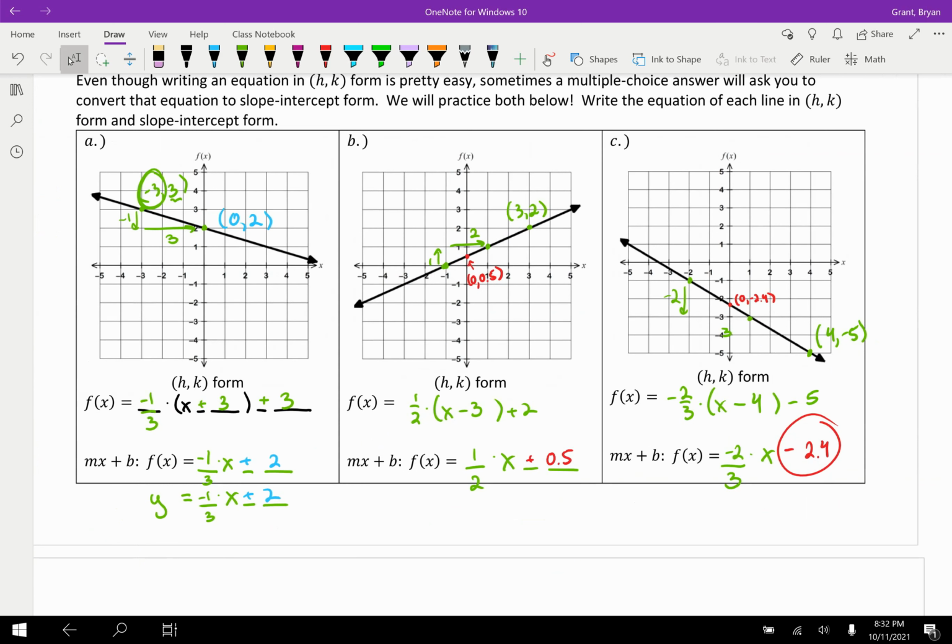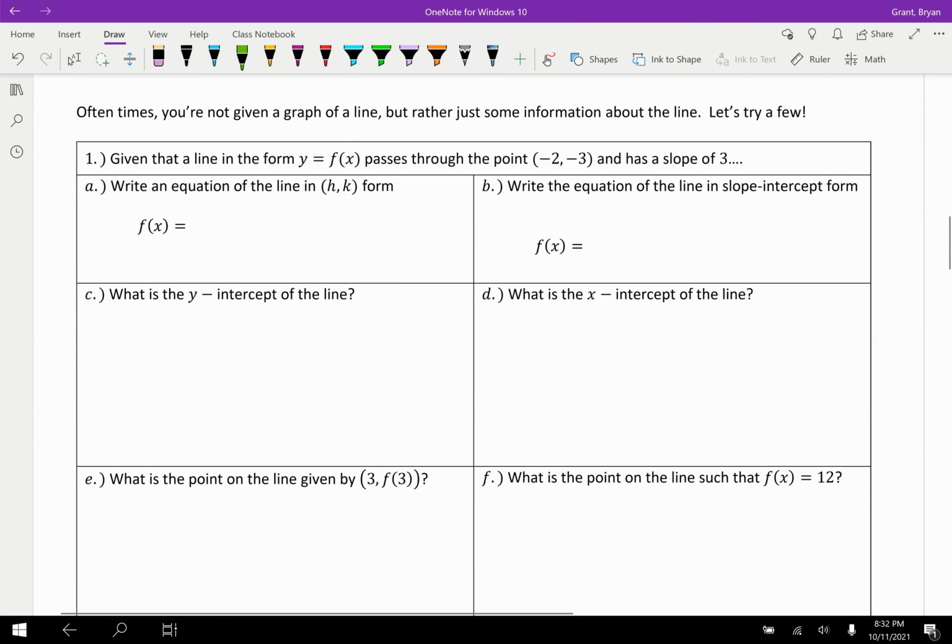So we first looked at these lines given to us as a graph, but there are different ways to present a line. Sometimes you're presented a line in a word problem, sometimes in a table, and sometimes as a graph. And so we're going to practice writing equations of lines given all three of those scenarios. For example, if you're given that a line in the form y equals f of x, right, y equals stuff happening to x, and it passes through this point and has this slope, let's write the equation in HK form.